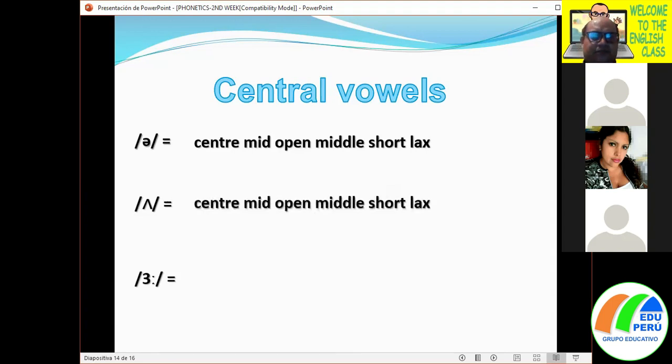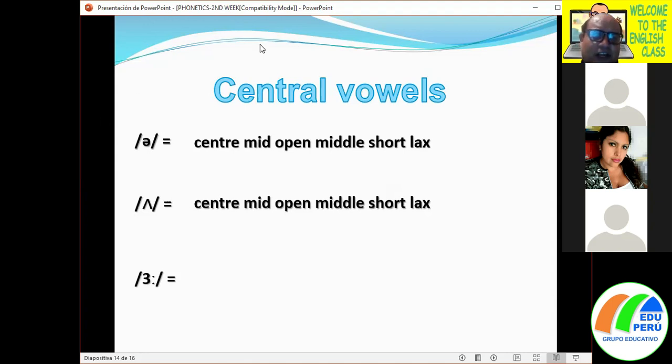What about the other one? Notice that they are the same. Teacher, they are the same. Center, mid open, middle, short, lax, teacher. So why do you consider them two symbols if they are the same? Notice what is the difference.